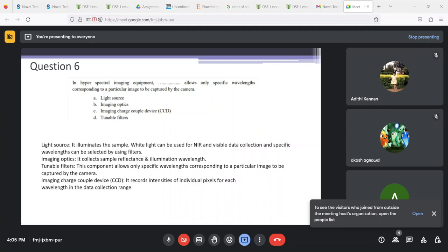And then there is the imaging charge coupled device. It records the intensity of the individual pixels for each wavelength in the data collection range. If you want only a certain wavelength, only that will pass through to the camera, and it will record the intensity of each of the individual peaks of that wavelength. All 4 of them are part of the hyperspectral imaging equipment, and each has a different function. Tunable filters are responsible for allowing only specific wavelengths corresponding to a particular image to be captured by the camera. So the answer is option D.